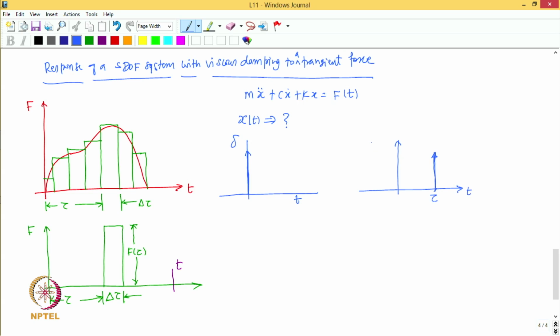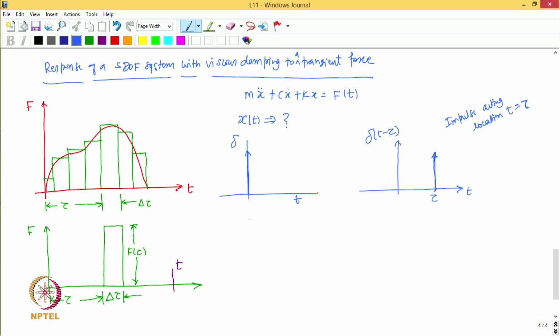Then this impulse is basically referred to as delta t minus tau. So, delta t minus tau is an impulse acting at location t is equal to tau. Okay. So, this is an impulse acting at location t is equal to tau, and that is represented by delta t minus tau.